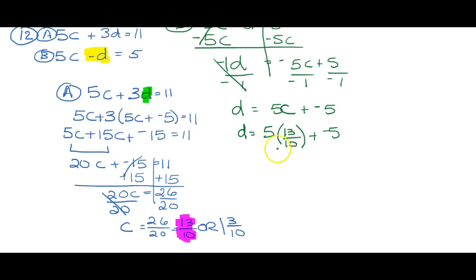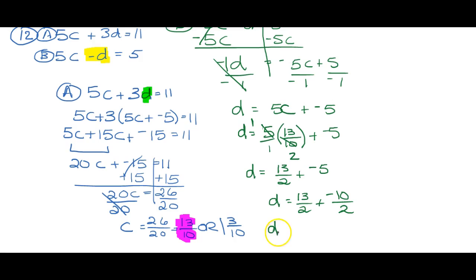So if you remember how to cross cancel, we can take this out because we're dividing by 5, and then we can do that here too. So we get 13 over 2 plus negative 5. D equals 13 over 2 plus negative 10 over 2, because we need that common denominator. So D is really 3 over 2, or 1 and 1/2.